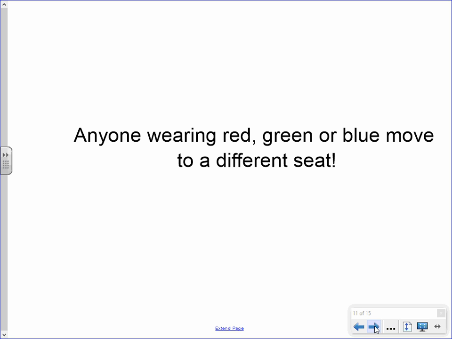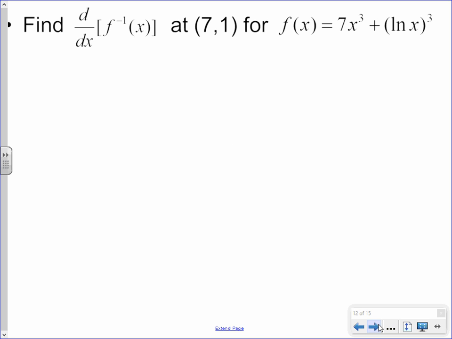All right, once you get to your new seat, here is our next problem. There you have it. So when we have a quiz over this stuff for now. You still have your gold sheet, right? Okay.